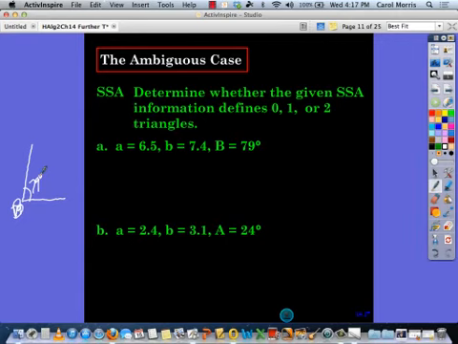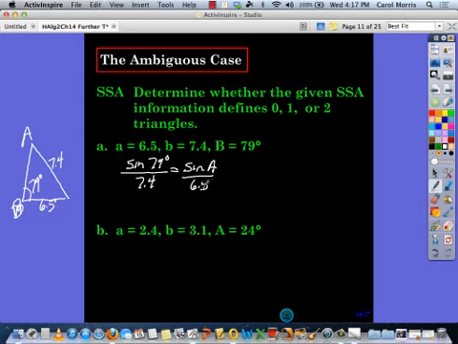Now, across from little b is 7.4, so for our purposes we're going to label that 7.4. And little a, and remember these things have to go in order, so I'm going to call that angle A. That means this edge is 6.5. So we have everything: side-side-angle. Now we have to use the law of sines to see if we have 0, 1, or 2. So here we go. I've got the sine of angle B, which is 79 degrees, is to 7.4 as the sine of angle A, which we don't know, is to 6.5.